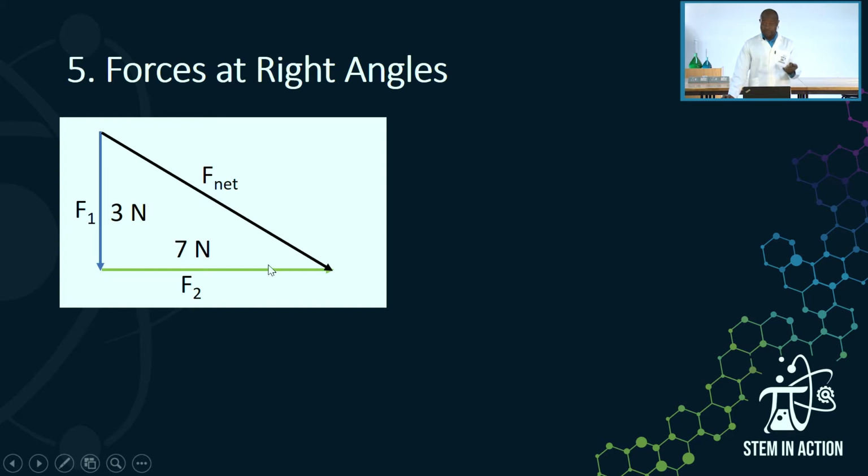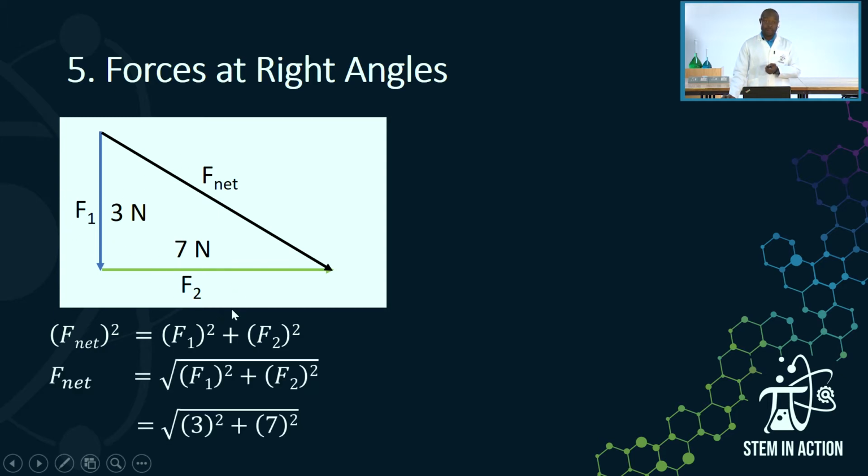You would remember from your maths that we can use the Pythagoras theorem. So the Pythagoras theorem will suggest that F net squared is equal to F1 squared plus F2 squared. We can rearrange this formula and say F net is equal to the square root of F1 squared plus F2 squared. And we can put in our values. Our F1 is 3 newtons, and our F2 is 7 newtons, and we'll get the answer from there.